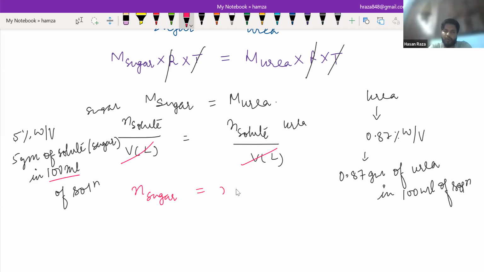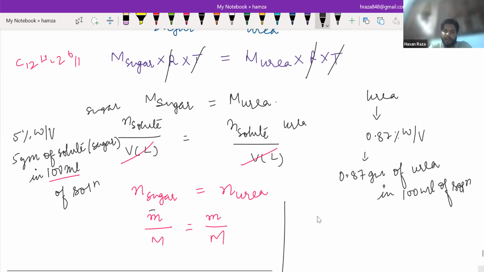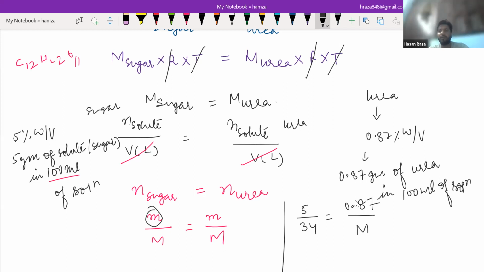Do you know the chemical formula of sugar? That is C12H22O11. Number of moles is given mass upon molar mass, and it is also given mass upon molar mass. Now molar mass of sugar is given, and given mass of sugar is 5 gram, that is 5 upon 342, and given mass of urea is 0.87, and we need to calculate the molar mass of urea. Please calculate the molar mass of urea.